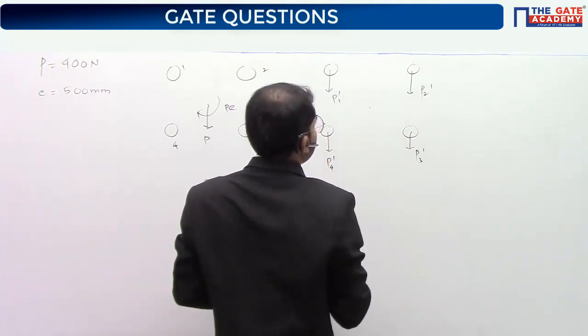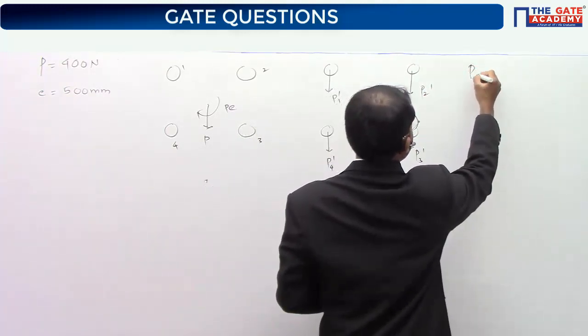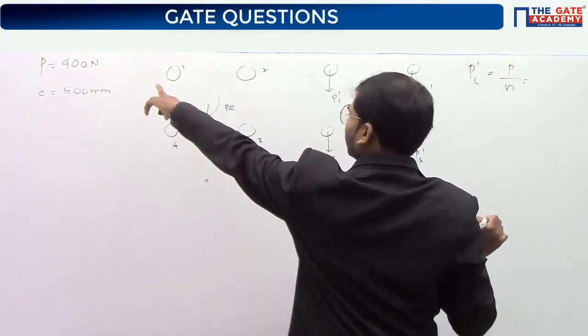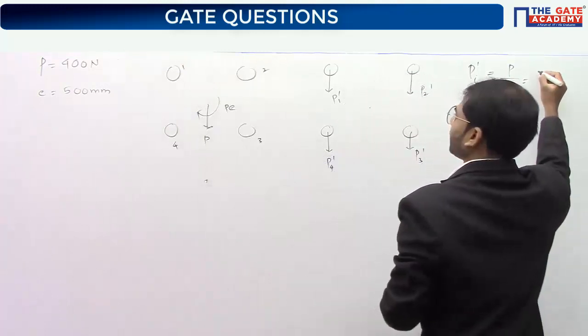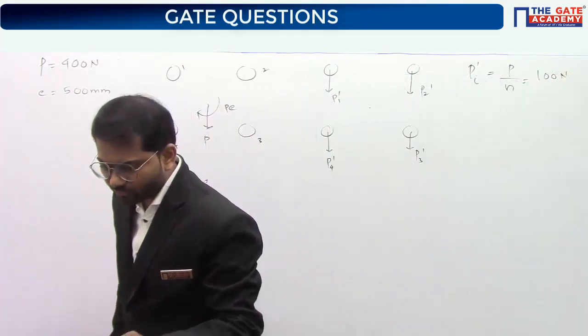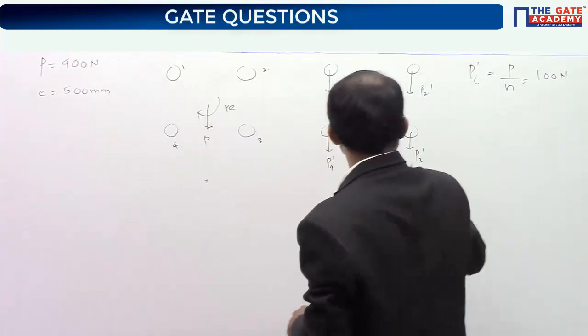This is the centroid. So you already know that whatever the rivet may be, primary load value is equal to P by N. So here total load is 400. 400 by 4, this will become 100 Newton. Please be careful with the units. In this question, every force is given in Newton only, so I am taking it as Newton directly.